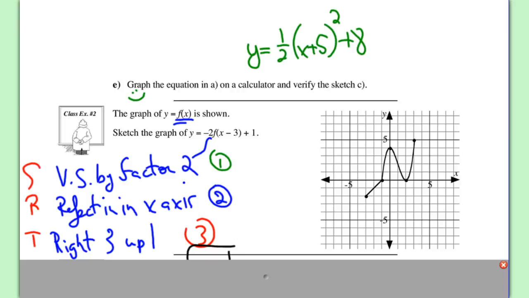So I'm going to approach this one just a wee bit differently. When I look at that minus 2, we can handle 1 and 2 together in one step. So I'm going to do these two together in one step. I'm going to vertically stretch by 2 and reflect in x, because really what that minus 2 does is multiply all the y values by minus 2.